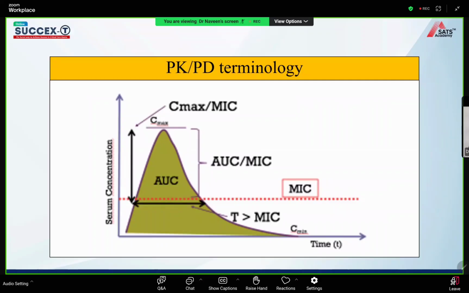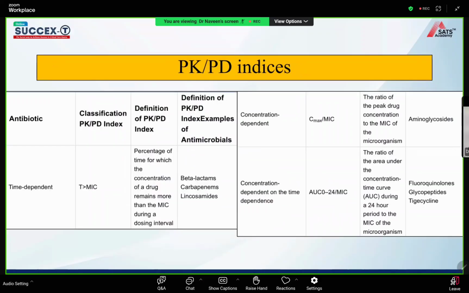These main parameters tell us about two categories of drugs: time dependent and concentration dependent. Time dependent antibiotics need the drug concentration to remain in the circulation over the MIC for a longer time, whereas concentration dependent antibiotics need a higher peak drug concentration in the serum rather than a longer time of exposure to the drug.